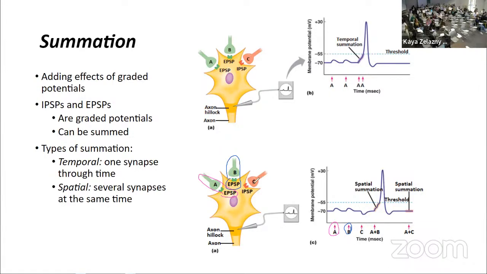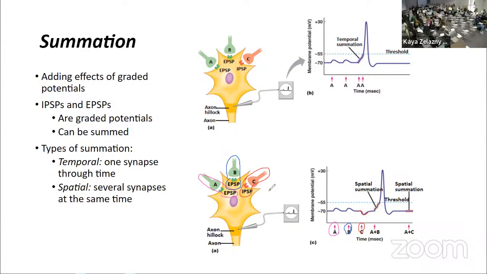But C is different. So C is inhibitory. Right? So an inhibitory postsynaptic potential. So if C fires by itself, we see a drop in that membrane potential. So we see this little hyperpolarization there.